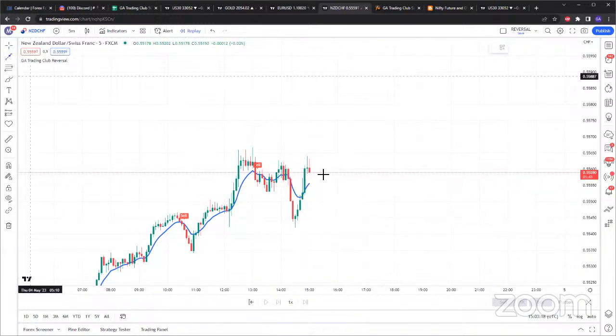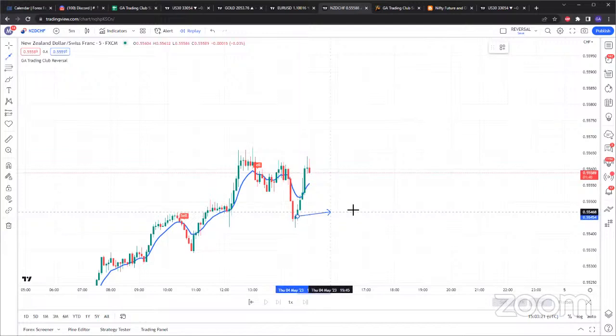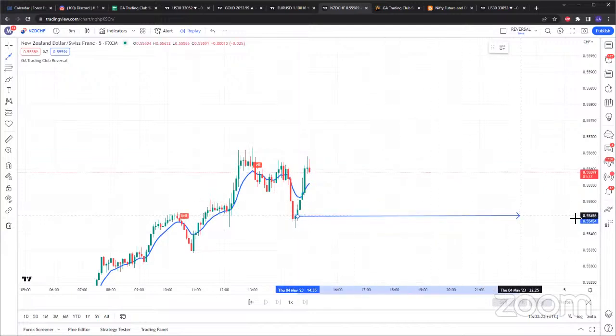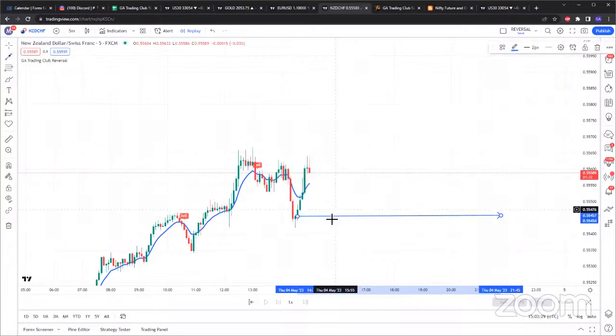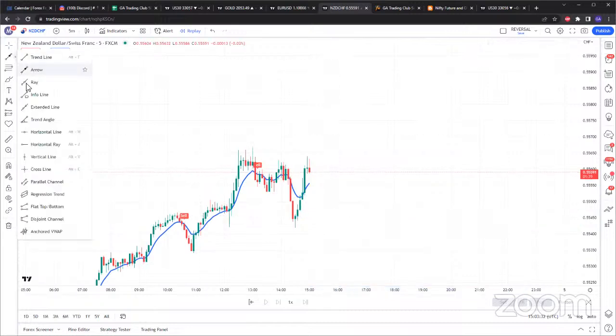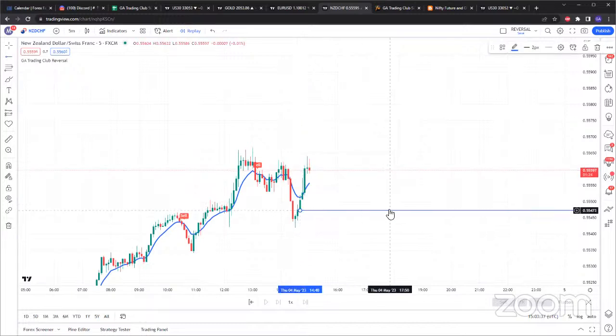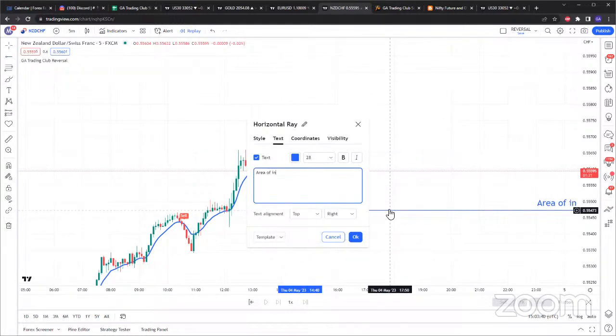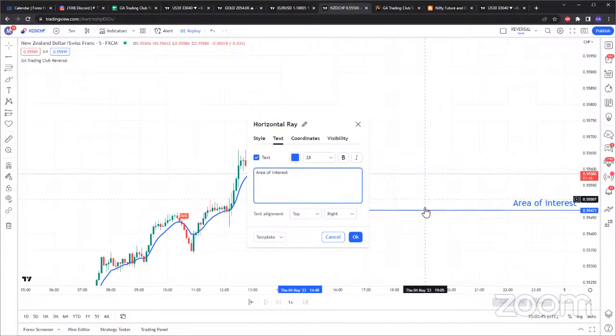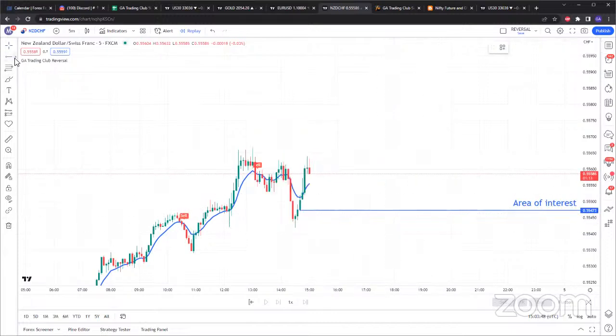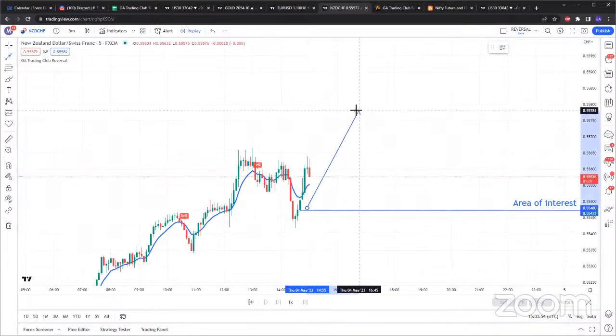What I would do here, to be honest, I know it's a buy, but I'm not interested in a buy for now. I'm interested in an area of interest, which would be down here, before that candle. Then I would draw an arrow up here and say that I'm not interested in any sell signal that comes up for the next 50 pips. So 50 pips from here is about 980.